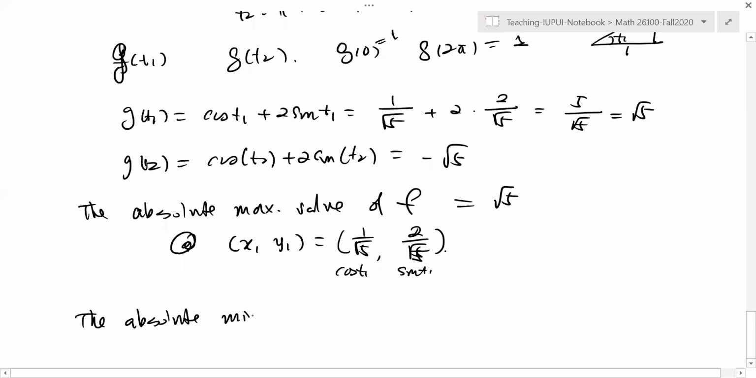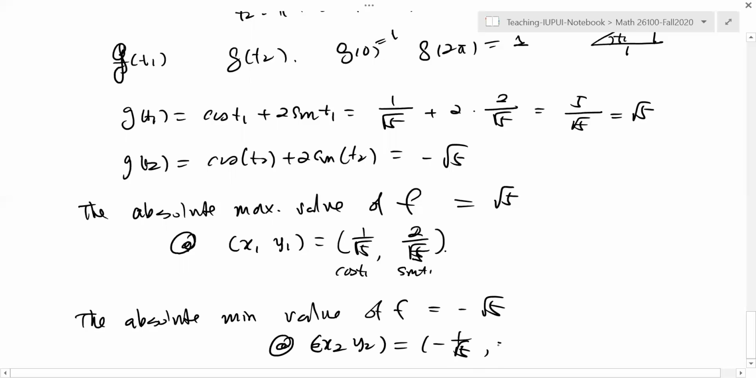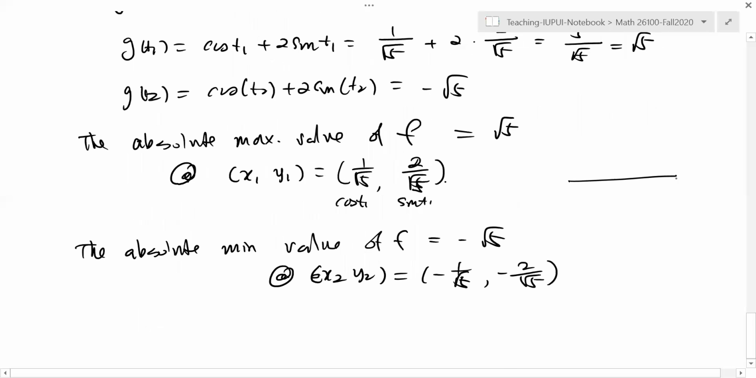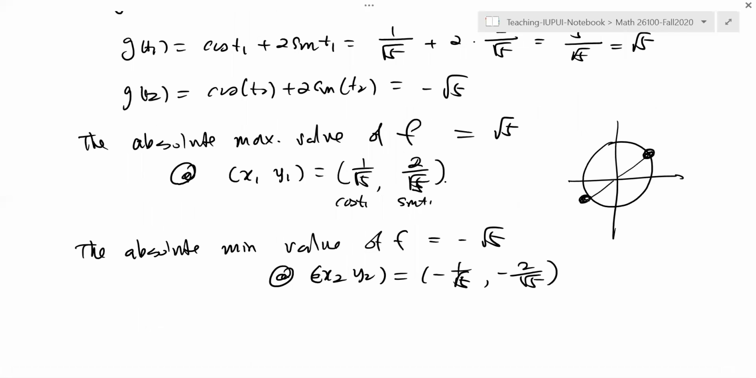And then the absolute minimum value of f is going to be negative square root 5, and it occurs at the point (x2, y2), and it's going to be just negative. It's just the opposite direction. So this is a graph. It's a circle, and somewhere here the function has a maximum value, and somewhere here the function has a minimum value. It's because the function is a linear function, so it's just opposite. The value here f is negative square root 5, and here f equals square root 5. So that's about maximum value, minimum value.